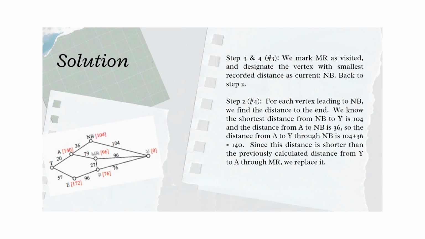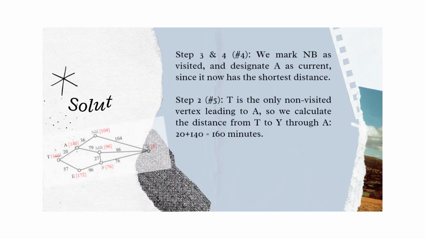Steps 3 and 4. We mark MR as visited and designate the vertex with the smallest recorded distance as current, NB. Back to step 2. For each vertex leading to NB, we find the distance to the end. We know the shortest distance from NB to Y is 104 and the distance from A to NB is 36. So the distance from A to Y through NB is 140. Since this is shorter than the previously calculated distance from A to Y through MR, we replace it. We mark NB as visited and designate A as current since it now has the shortest distance.